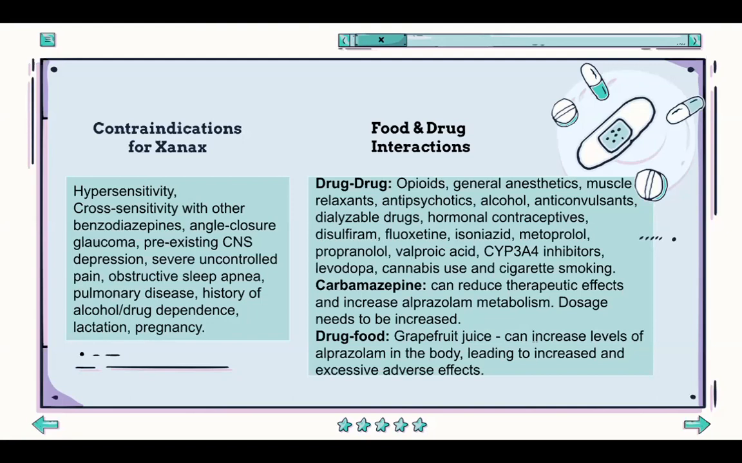And the main drug-food interaction that we want to know is grapefruit juice. So we really want to educate our patients not to take this type of juice because it can increase the levels of alprazolam unintentionally in the body. So it'll lead to an increase in the excessive adverse effects that we mentioned previously.